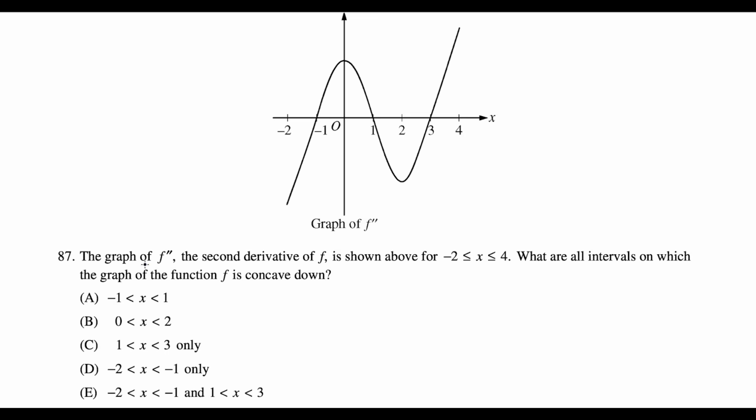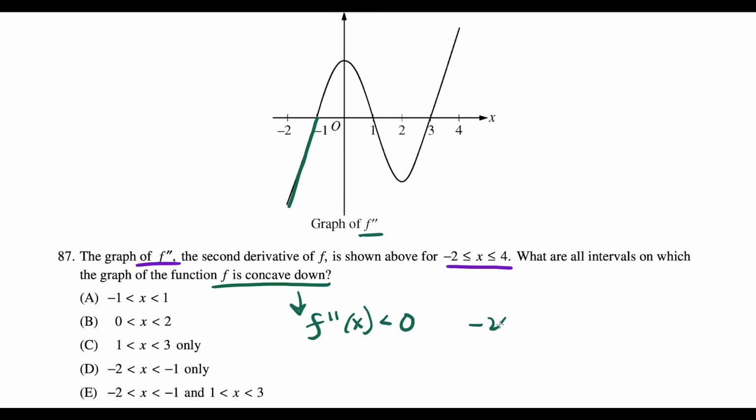For question 87, we have a graph of f double prime, and we're looking at the space from -2 to 4. And for this question, we want to know, where is the function f concave down? So concave down means we're looking for where f double prime of x is less than 0. And since this is already a graph of f double prime, we're just looking for the negative parts of the graph, which are going to be here from -2 to -1.